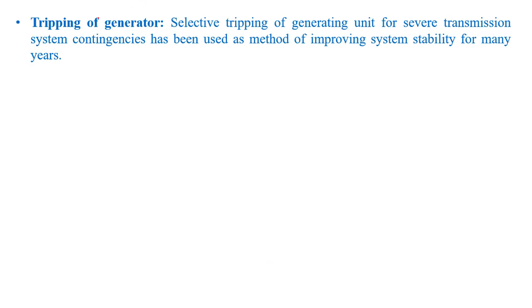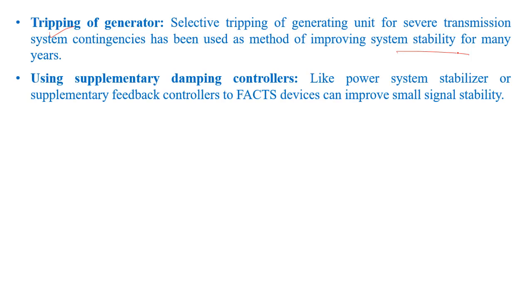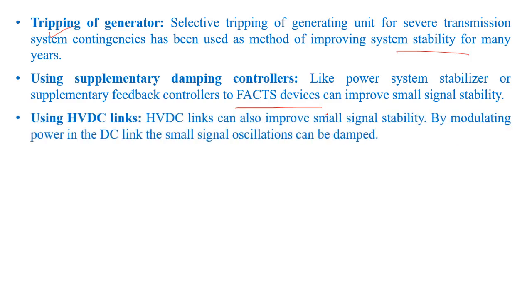Then the tripping of the generator. Selective tripping of generating units for severe transmission system contingencies has been used as a method of improving the system stability for many years. And using supplementary damping controllers like power system stabilizers or supplementary feedback controllers to the FACTS devices can improve the small signal stability. It helps in damping the oscillation. HVDC links can also improve the small signal stability by modulating the power in the DC link. The small signal oscillations can be damped by using this method.